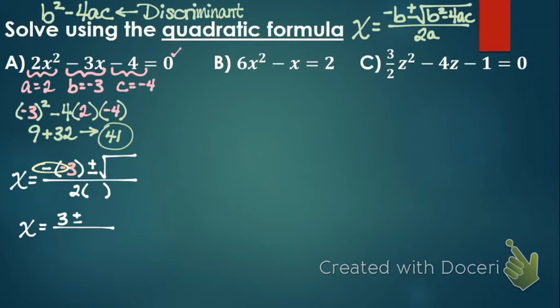What am I putting underneath the radical? 41. And down on the bottom? 2, so that it's going to end up being a 4, yes.